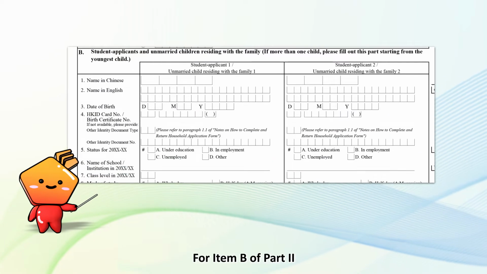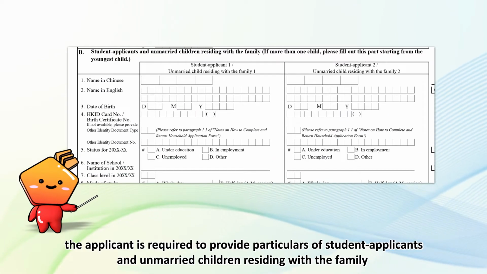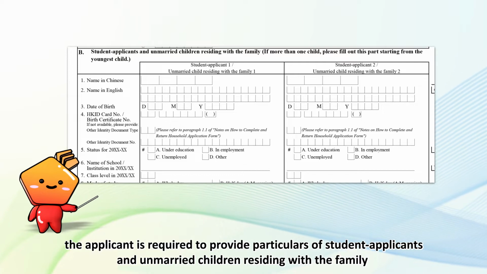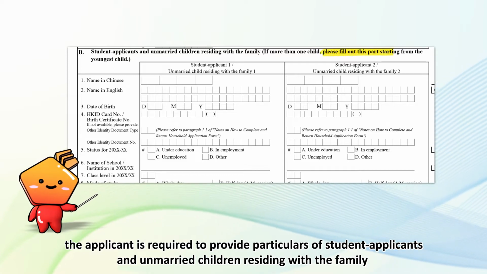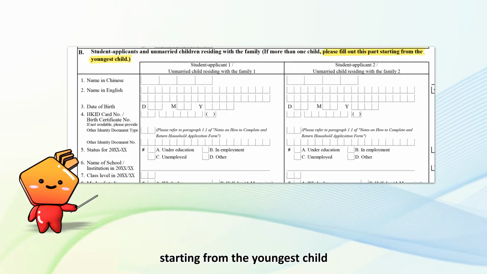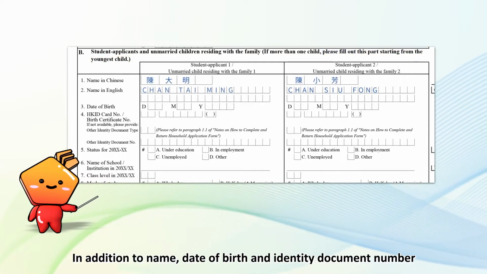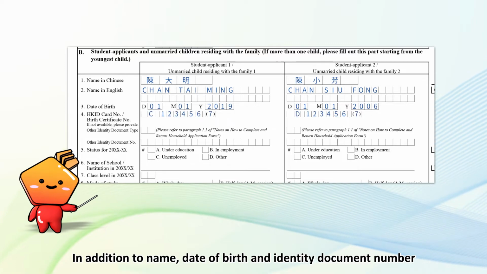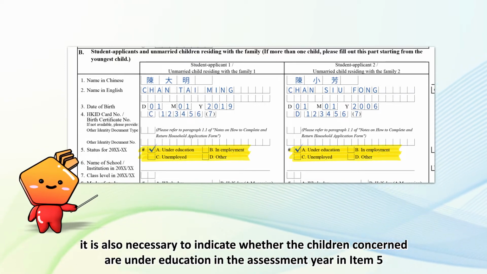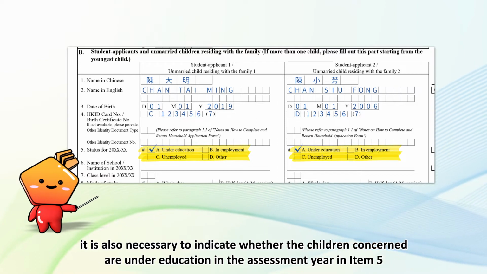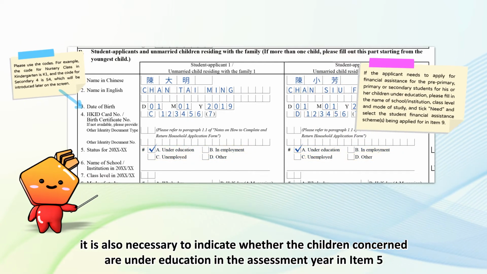For Item B of Part 2, the applicant is required to provide particulars of student applicants and unmarried children residing with the family, starting from the youngest child. In addition to name, date of birth, and identity document number, it is also necessary to indicate whether the children concerned are under education in the assessment year in Item 5.